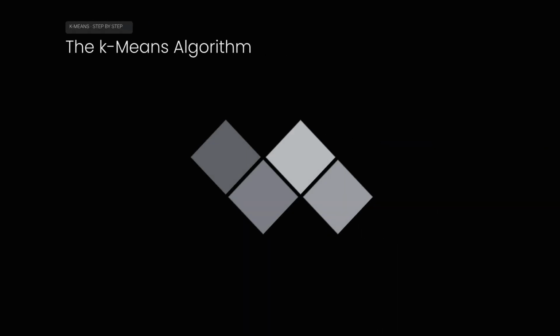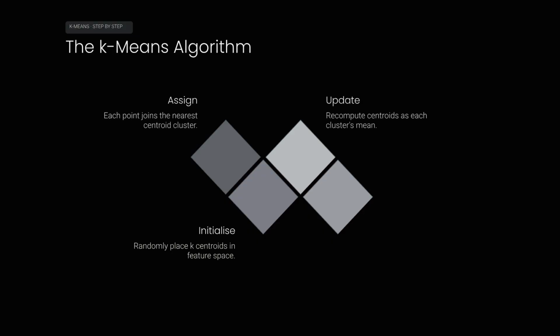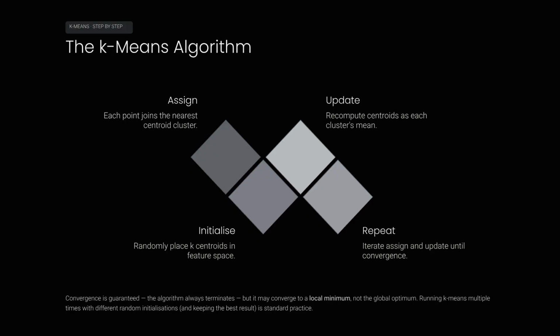The K-means algorithm starts by randomly placing K centroids. Points are then assigned to the nearest centroid. Centroids are recomputed as the mean of their assigned points. This assign-update process repeats until convergence. Convergence is guaranteed, but running multiple initializations and keeping the best result is standard practice to avoid a local minimum.